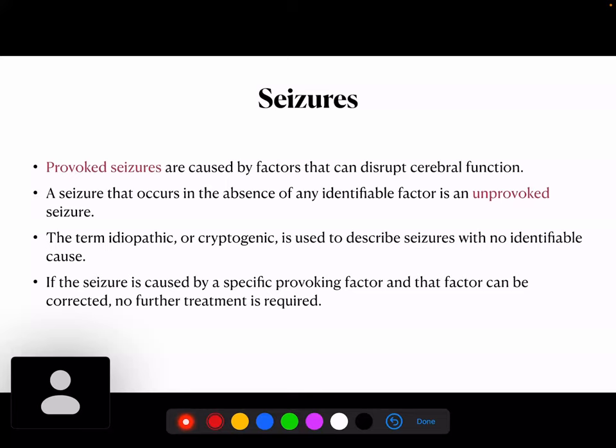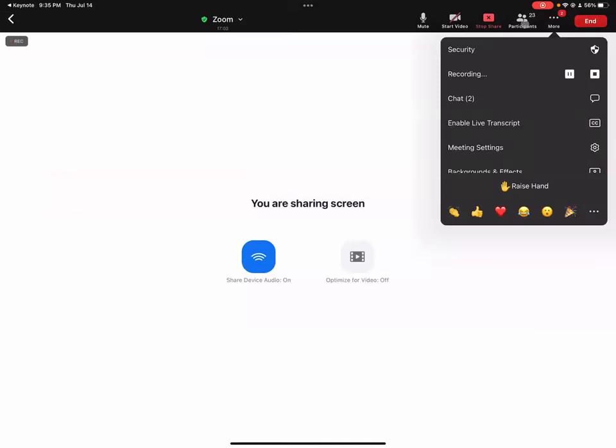So first and foremost, you should understand that we need to keep ourselves muted during this meeting.